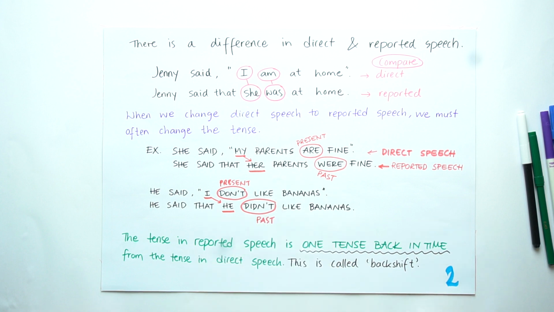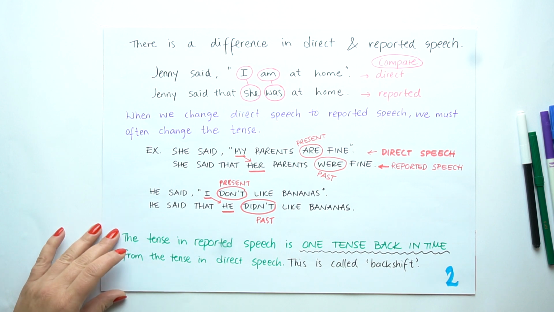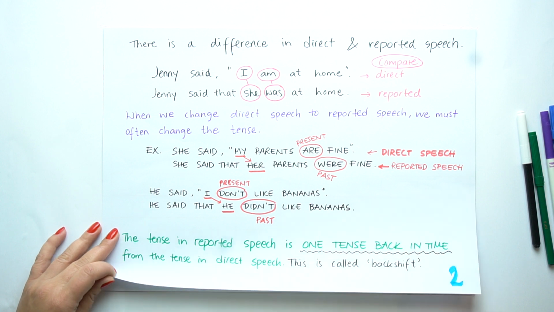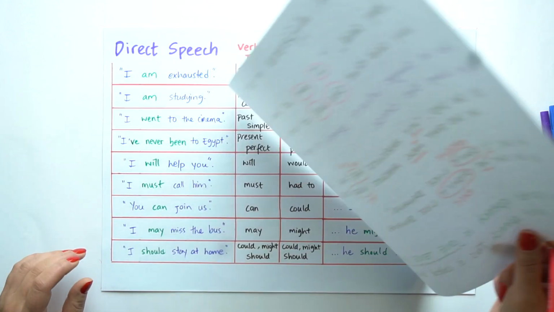He said, "I don't like bananas." He said that he didn't like bananas. Again, as you can see in the example, present simple becomes past simple. The tense in reported speech is one tense back in time from the tense in direct speech, and this is called backshift. Keep this word in mind, you'll be hearing it quite a lot.